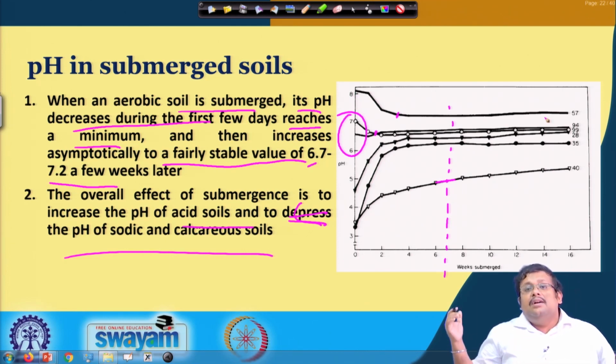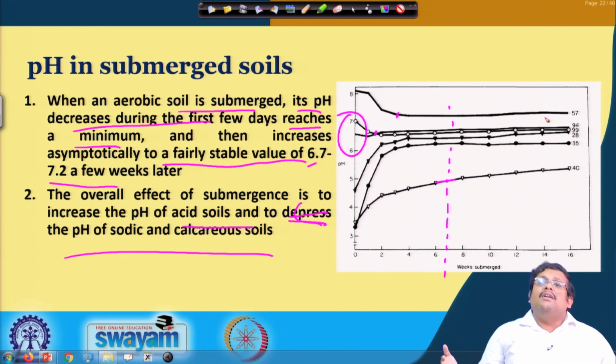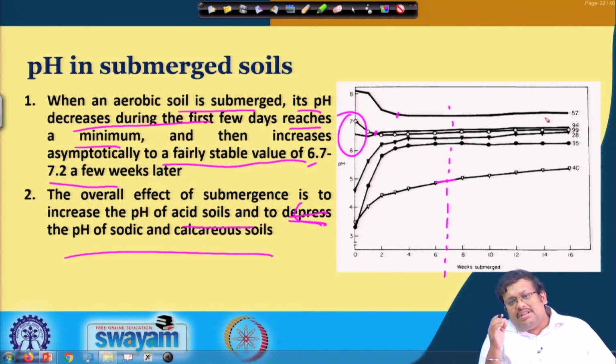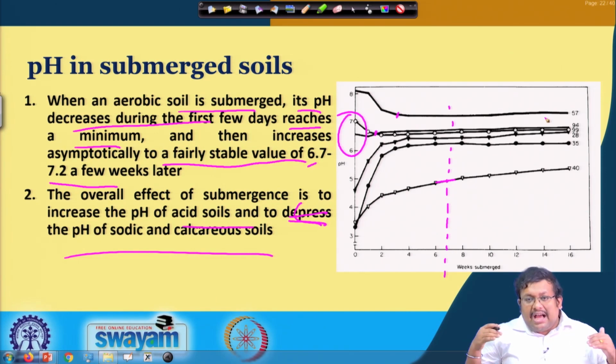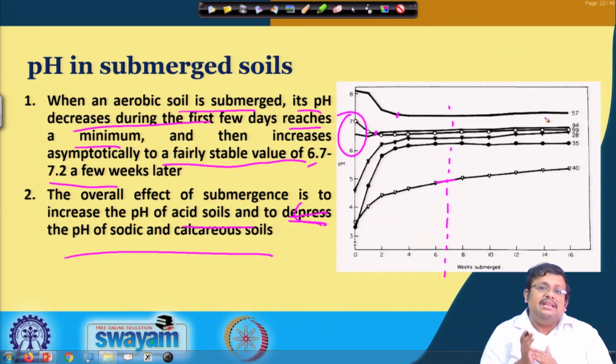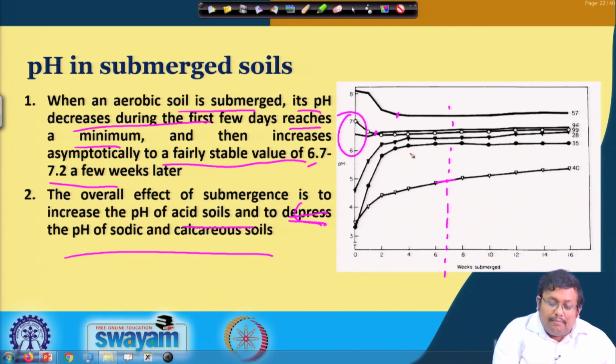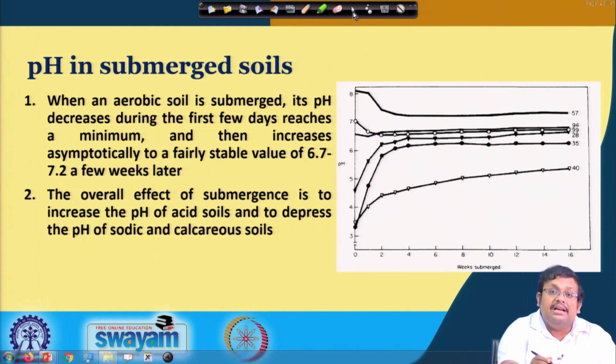So, basically, irrespective of the pH of the soil, when we submerge a soil, it will try to stabilize its pH around the normal pH range, that is from 6 to 7. It is a general observation.